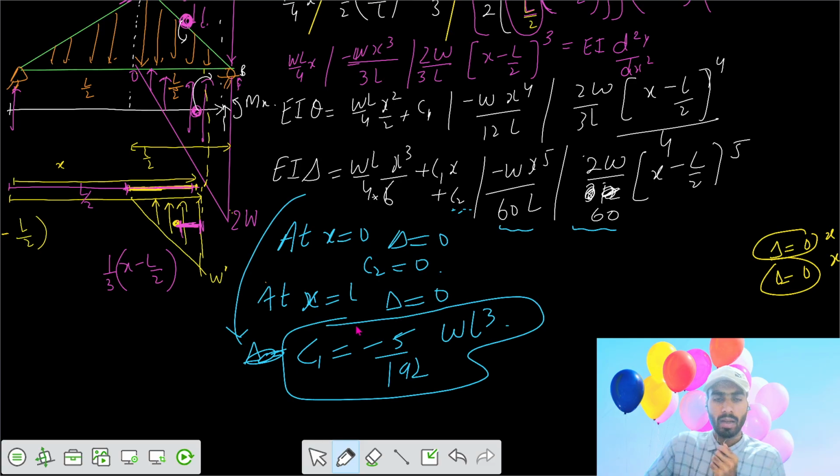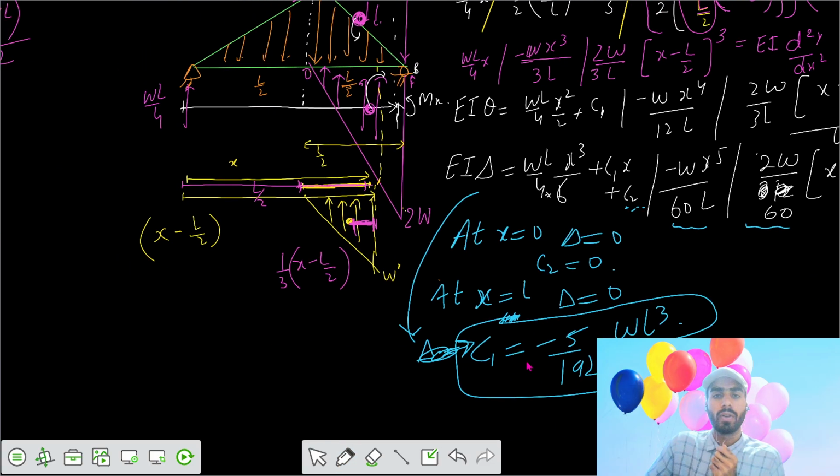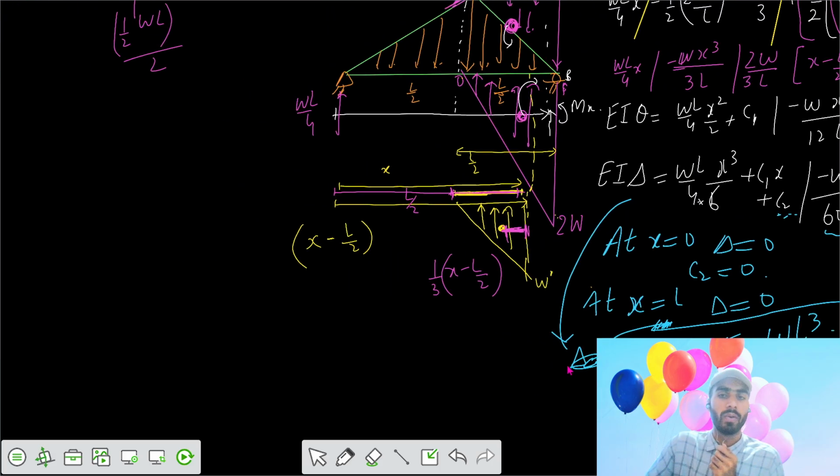The calculation practice is all about you. In civil engineering, it is about how much practice you make yourself. So it's all about how strong your concepts are and how many problems you solve by yourself.